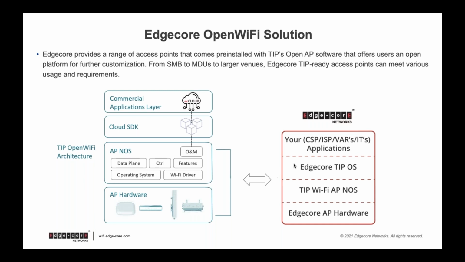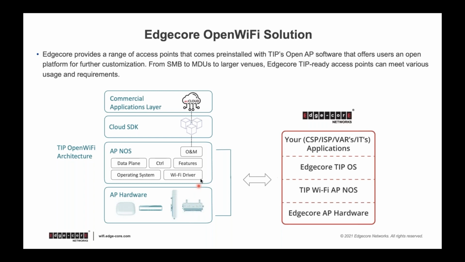Then first we would like to introduce the Edgecore OpenWiFi solution. As Iran mentioned earlier, this is the high-level TIP OpenWiFi architecture, and we can see that there are 4 main layers. The bottom layer is for the hardware. Many different vendors produce different hardware that can be supported by TIP OpenWiFi software.